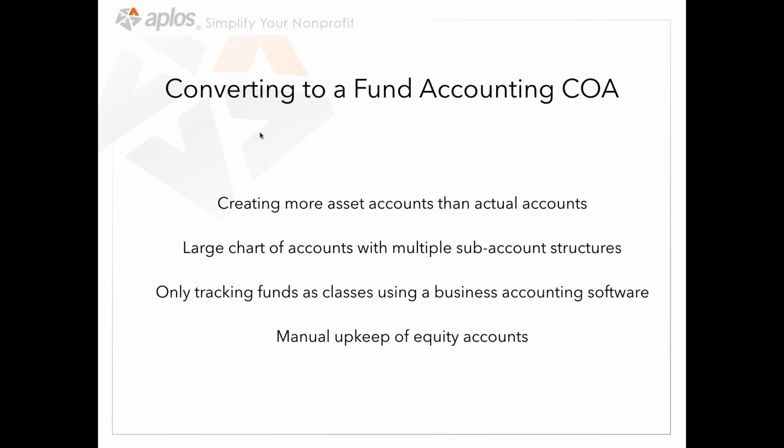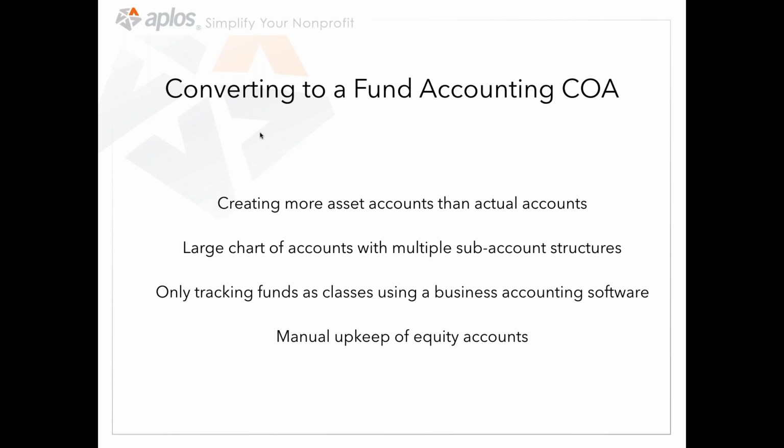Another workaround here would be only tracking funds as classes using a business accounting software. So something like that would get you to an income statement. But if you needed to run a balance sheet, it would be very, very difficult, if not impossible, to get to, which means you also need to create some equity workarounds. So to paint a picture, I've helped a lot of nonprofits through this, which is a common example of let's say they just have 2 funds, general and missions. So with each one of these, they would then have the sub-accounts created. So now they have multiple assets, again, superfluous accounts that are only needed because of the lack of fund accounting.